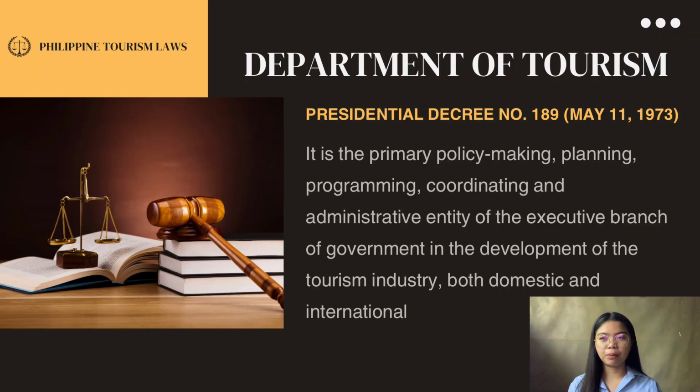First, we have the Department of Tourism under Presidential Decree number 189 enacted on May 11, 1973. It is a primary policy making, planning, programming, coordinating, and administrative entity of the executive branch of government in the development of the tourism industry, both domestic and international.